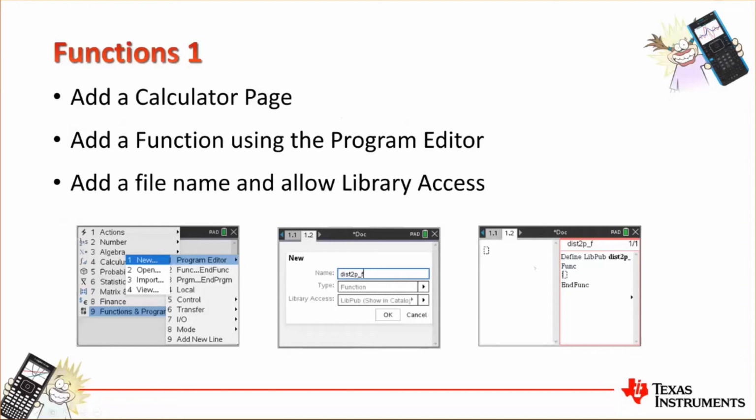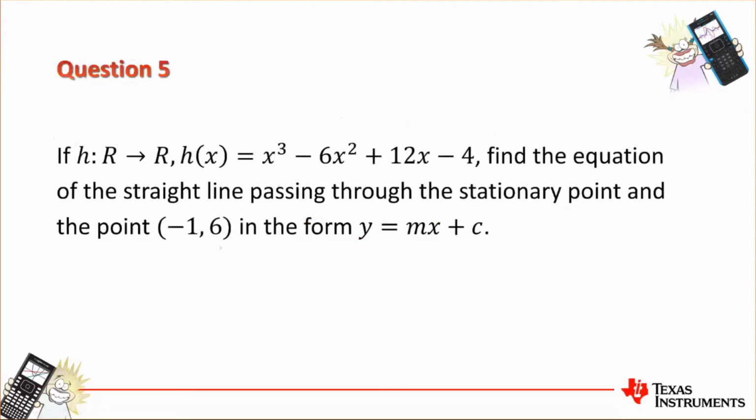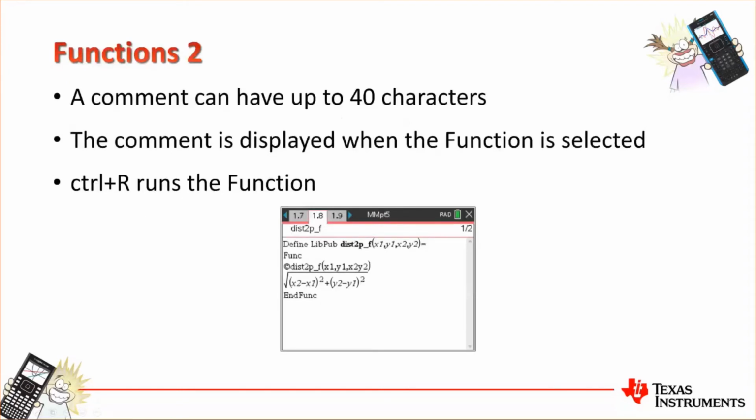And then we come up with this menu here. The next thing we're going to do is put in this input. Okay, so we'll quickly go through and have a look at that. Now, comments. The good thing about these functions is this comment that is here. When we go to the catalogue, just like when you're looking up any function in the catalogue, when we go to the public library, we can get this to display, so it gives us an idea of what's going on. And then Control R runs the function inside. So let's have a look at this one.